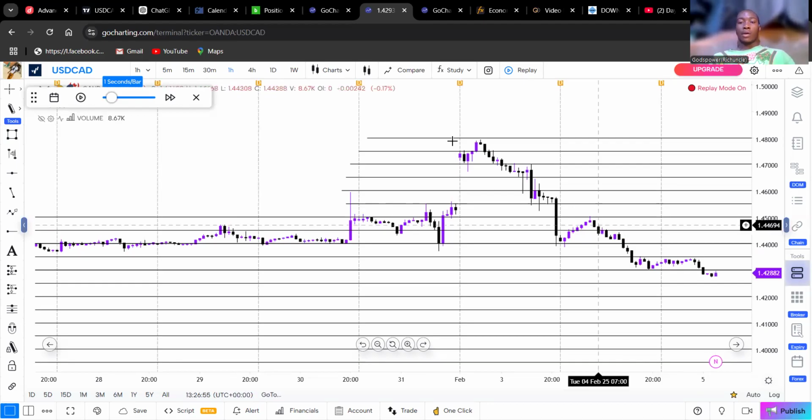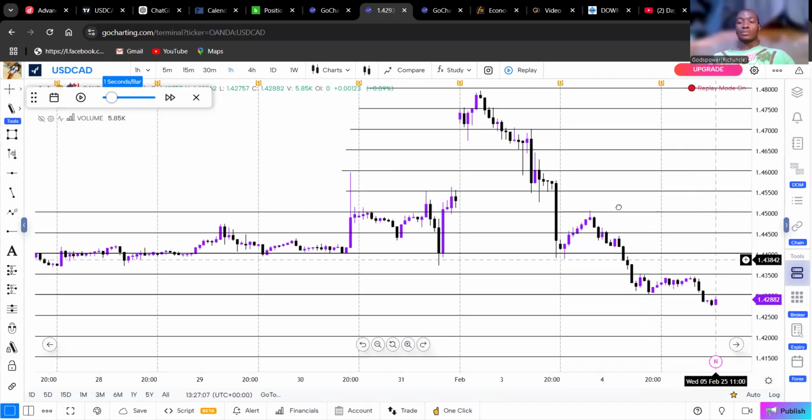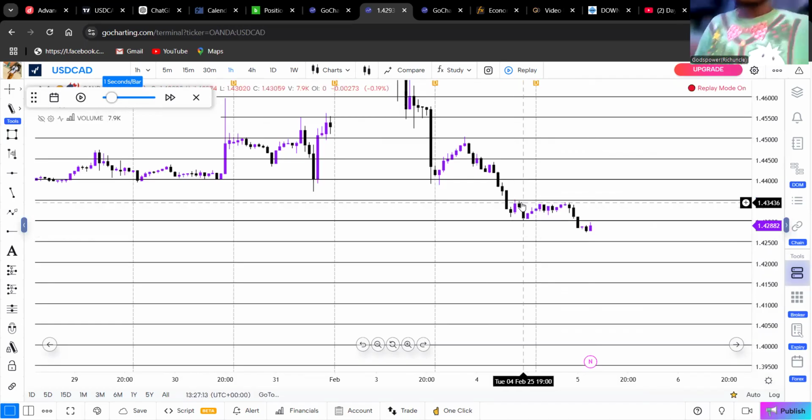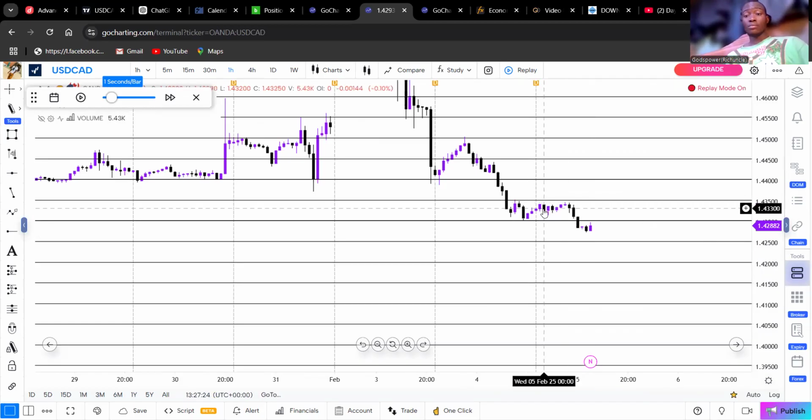Next day, the market is like lower low, lower high, lower low. So this is another lower high. So the market keeps tanking down, but there was still no opportunity to sell.